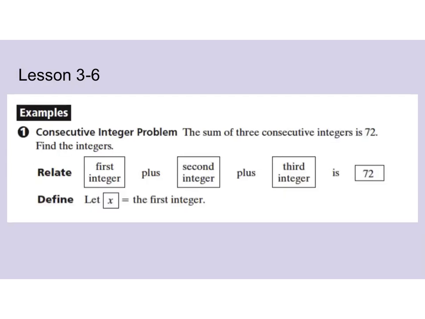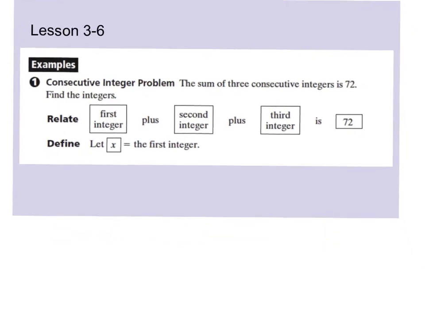So in our first example, we are dealing with consecutive integers. We have the sum of 3 consecutive integers is 72. And so you want to think about, we could use x, y, and z, x being the first integer, y being the second integer, and z being the third integer.